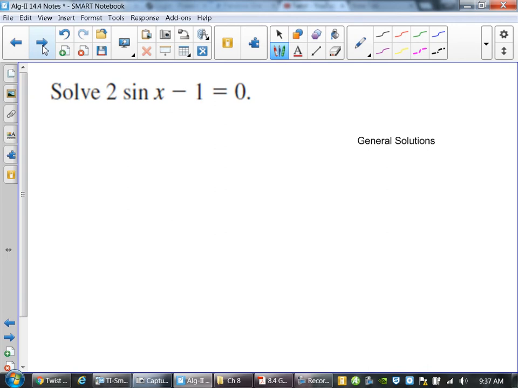All right, same deal with sine. It's going to be the same scenario, but what angle is going to have a sine of 1/2? We do the same idea.